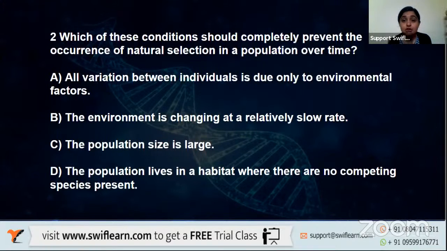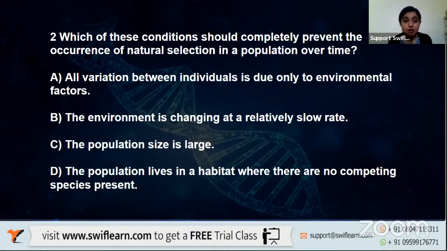Which of these conditions should completely prevent the occurrence of natural selection in the population over time? Option A, all variation between the individuals is due only to environmental factors. The environment is changing at a relatively slow rate. The population size is large. The population lives in a habitat where there are no competing species present.